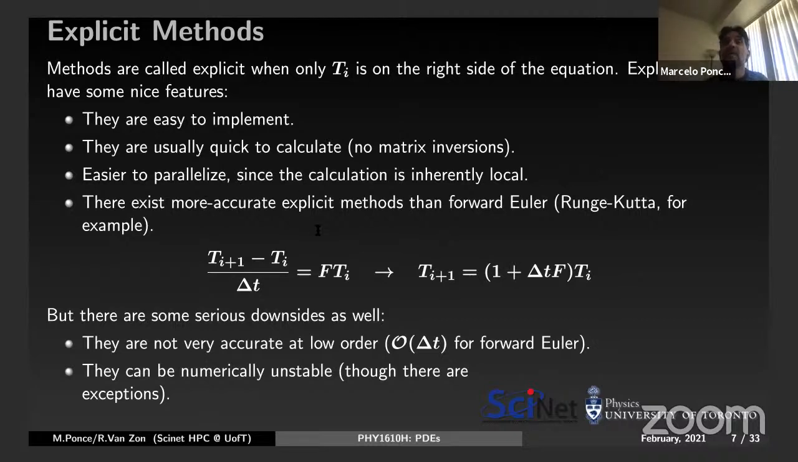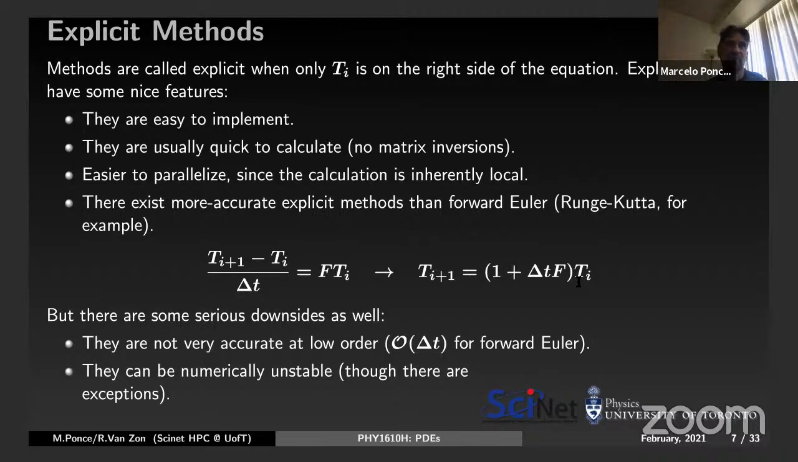There exist more accurate explicit methods than forward Euler. We saw this also in the ODEs. We saw Runge-Kutta, for example. But in general, you can think about the explicit method in this kind of prescription: the next time step is given by a combination of operators applied to the current time step.